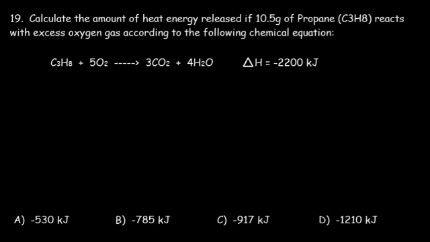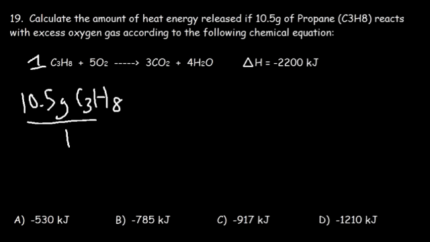Number 19, calculate the amount of heat energy released if 10.5 grams of propane reacts with excess oxygen according to the following chemical equation. So this equation is already balanced. So we just need to find the energy in kilojoules, and we're given grams. So here we have a thermochemical equation, and in such a problem, you can convert grams to moles, moles to kilojoules. So let's start with the 10.5 grams of C3H8.